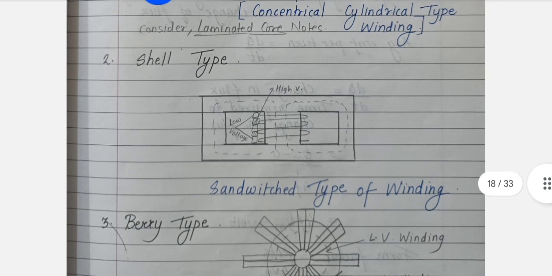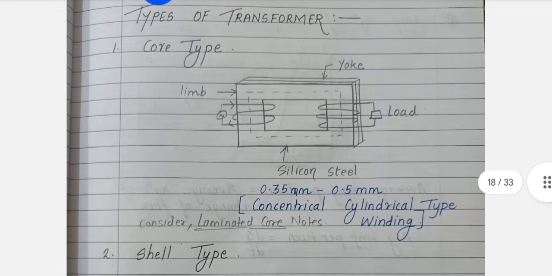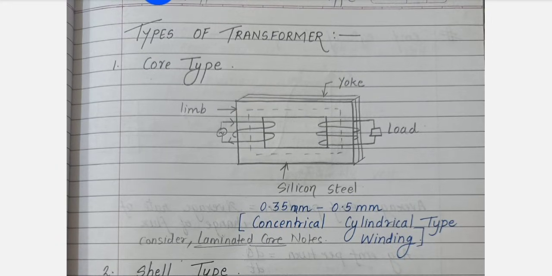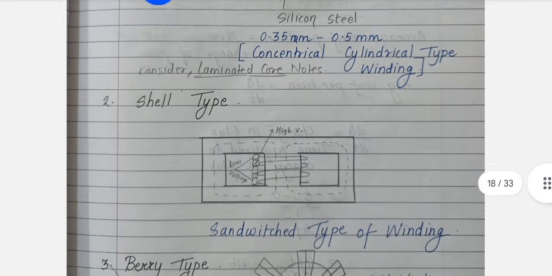So the main difference lies in the arrangement of winding. Core type has separate windings on different limbs, while shell type has both windings on the same limb. I hope you are getting the difference. Each design has its advantages and may be chosen based on specific application requirements such as voltage, power rating and mechanical considerations, okay. I hope you are familiar now with the types of transformer.